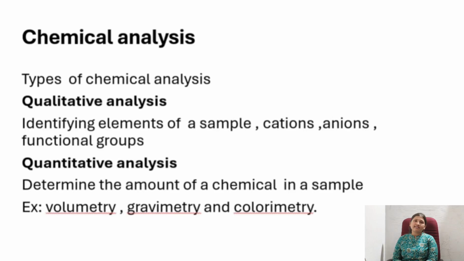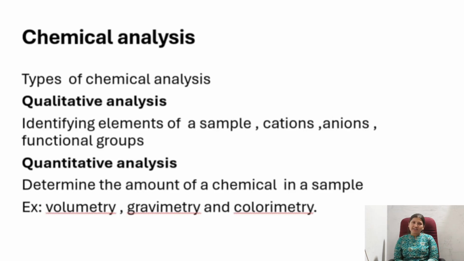In chemical analysis, there are two types: qualitative analysis and quantitative analysis. Qualitative analysis means identifying the chemical species present in a sample. For example, in the sample, there are so many constituents present, for example, calcium, magnesium, zinc, etc.